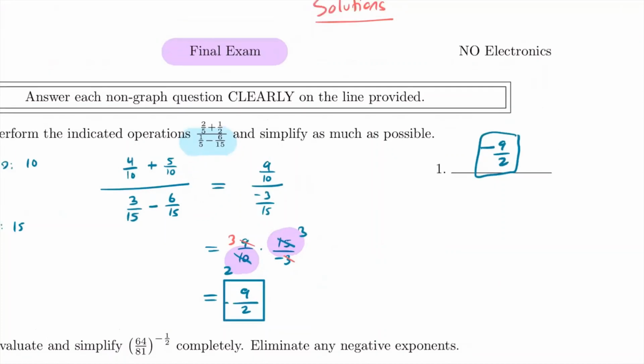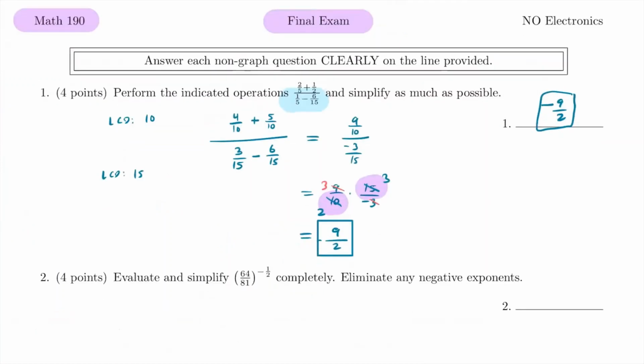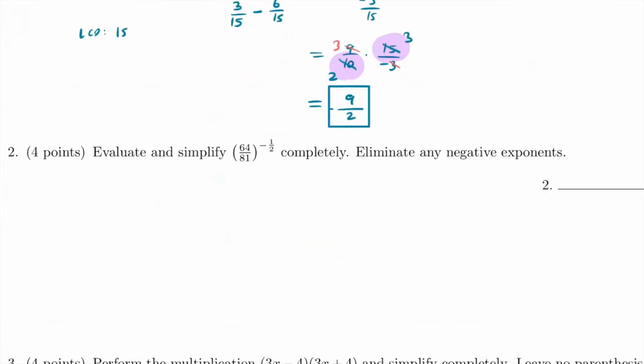All right, so moving on to the next problem. For the next problem, we're going to be evaluating this by using the laws of exponents. So I see all of this to a negative power, so let's reciprocate the fraction. So that would be 81 over 64 to the power of positive 1/2.